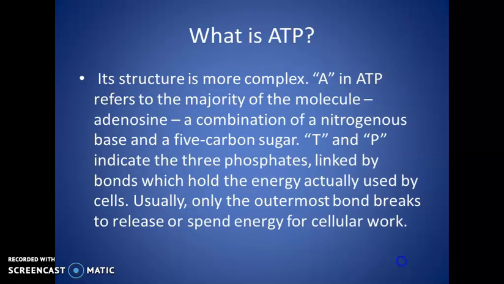Now, what is ATP? Its structure is more complex. The A in ATP refers to the majority of the molecule, adenosine. It is a combination of a nitrogenous base and a 5-carbon sugar. Then, T and P indicate 3 phosphates linked by bonds, which hold the energy actually used by the cells. Usually only the outermost bond breaks to release energy for cellular work.